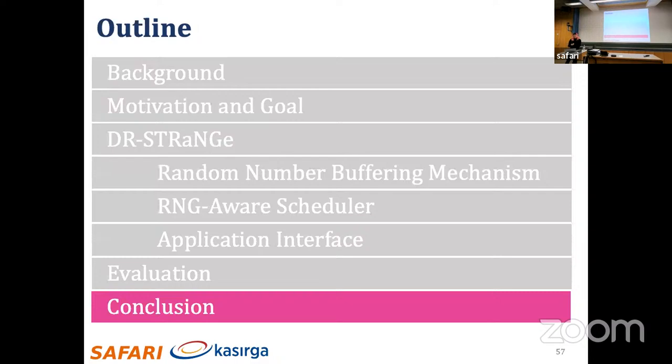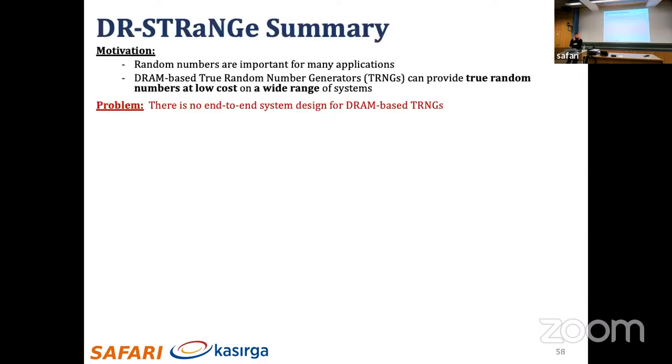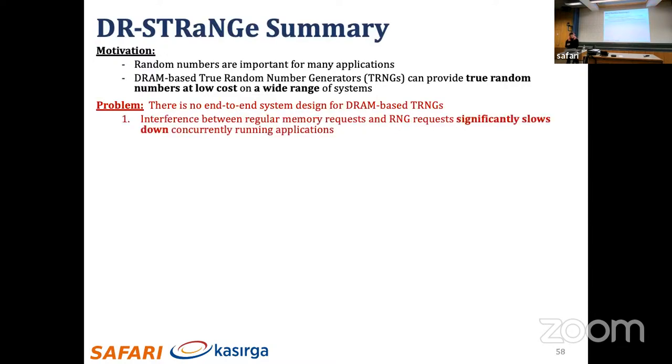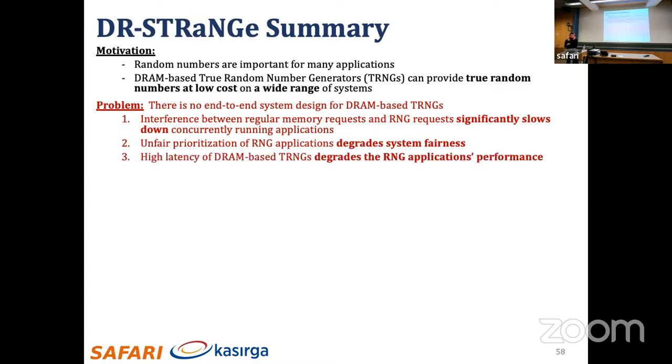And now let me conclude. This paper tackles three key challenges for using DRAM-based TRNGs in real systems. The RNG interference that significantly slows down concurrent running applications, unfair prioritization of RNG applications that degrades system fairness, and the high latency of DRAM-based TRNGs that degrades the performance of RNG applications. The goal of this work is to design an end-to-end system for DRAM-based TRNGs with low cost and high performance.